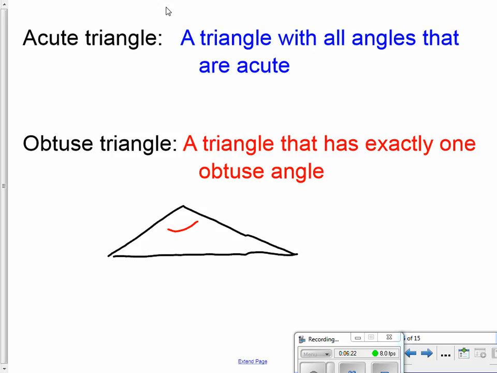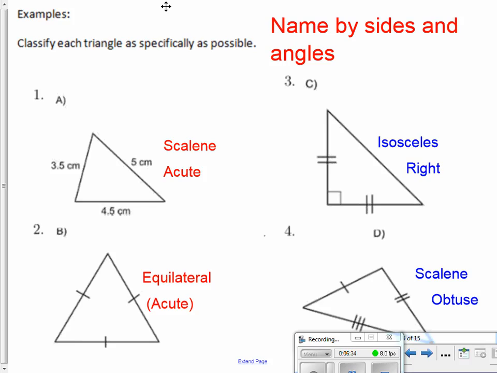So for judging our triangles based off of their angles, we can have acute triangles, we can have obtuse triangles, or we can have right triangles. Those are the only ones we can have. So if we wanted to classify each one specifically, again, each time that you name a triangle, you need to name it by the sides and by the angles.